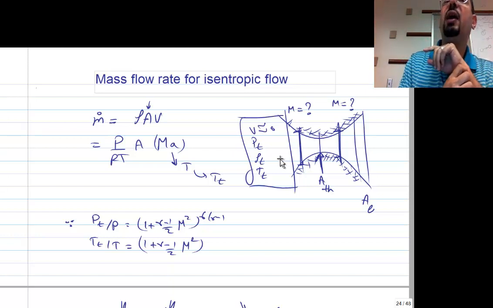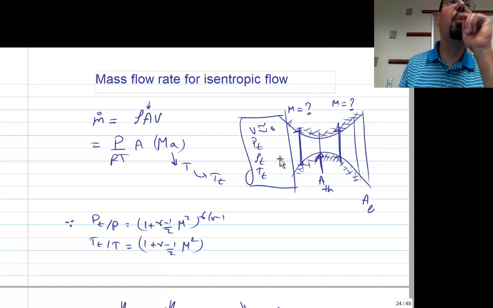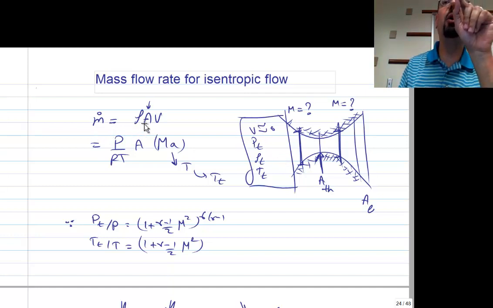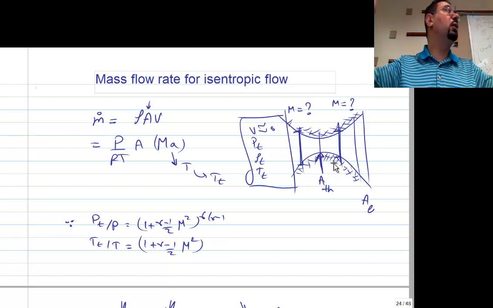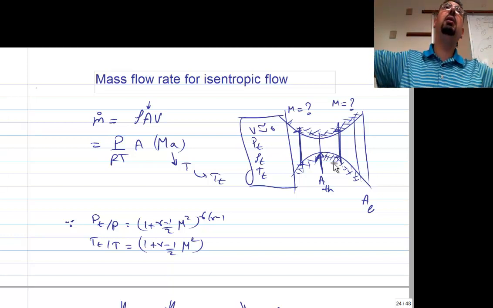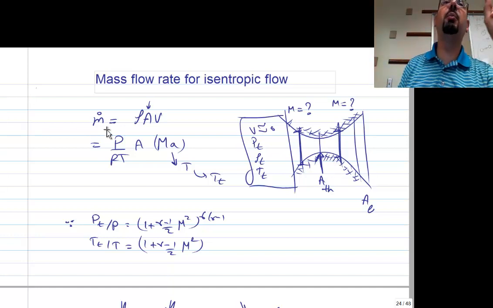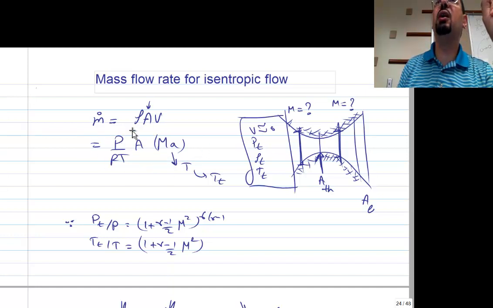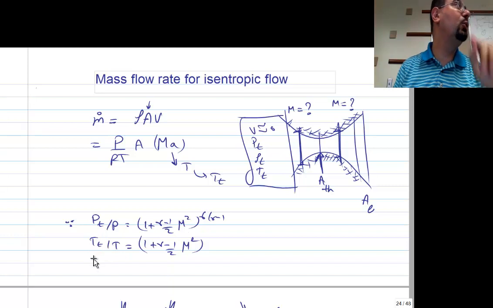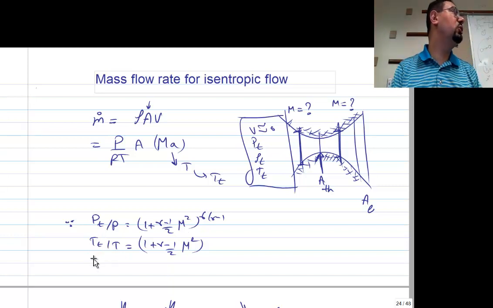So the solution comes from this fact. By saying that m dot is the same and writing m dot at two locations, for example, you will be able to find the relation between the two areas and the two Mach numbers. Because when you think about it, m dot is not just Mach number and area. There is also pressure and temperature and all those things. But all those things can be written in terms of Mach number and constants, P total and T total. So that's the solution strategy.